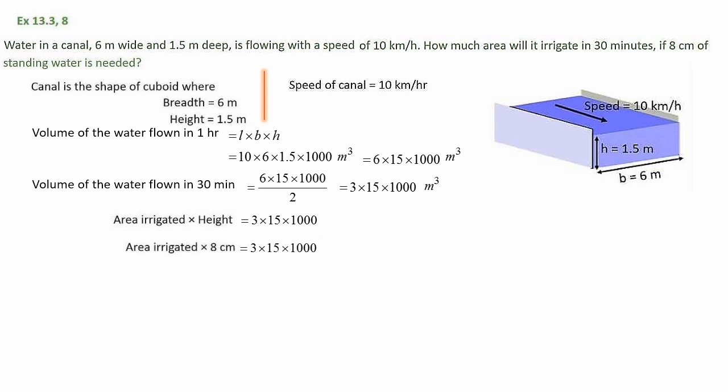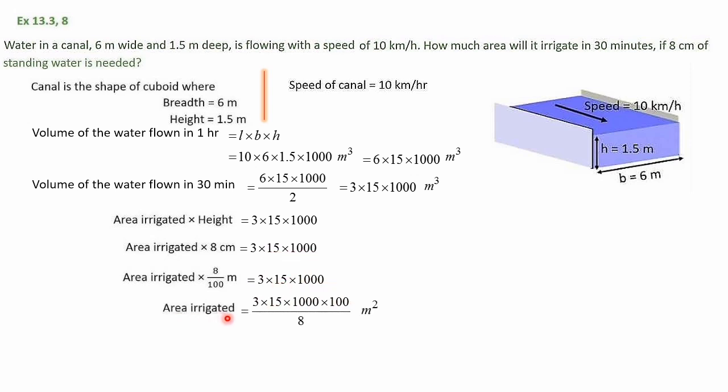Then this area need to be irrigated. How much area will it irrigate? That only we have to calculate. Height of water is given to us, that is 8 centimeter, and we have to multiply that here. So area into 8 is equal to 3 into 15 into 1000. This is in centimeter while all other units are in meter, so centimeter to meter conversion is divided by 100. So area irrigated into 8 by 100 meter is equal to 3 into 15 into 1000.